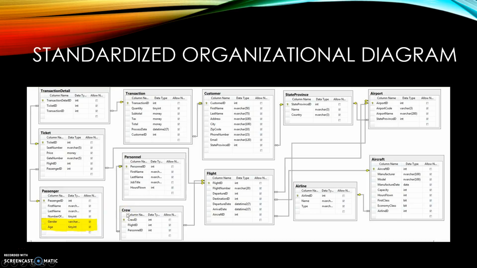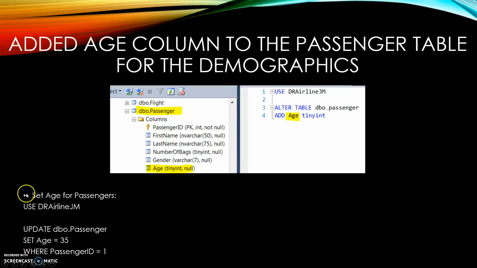To complete this task, I added 2 columns to the passenger table as indicated right here, gender and age, with their appropriate data types, varchar and tinyint respectively. To illustrate how I added a column to the passenger table, for age, I altered the table as indicated up here, as well as how I set the age for passengers in the next step.